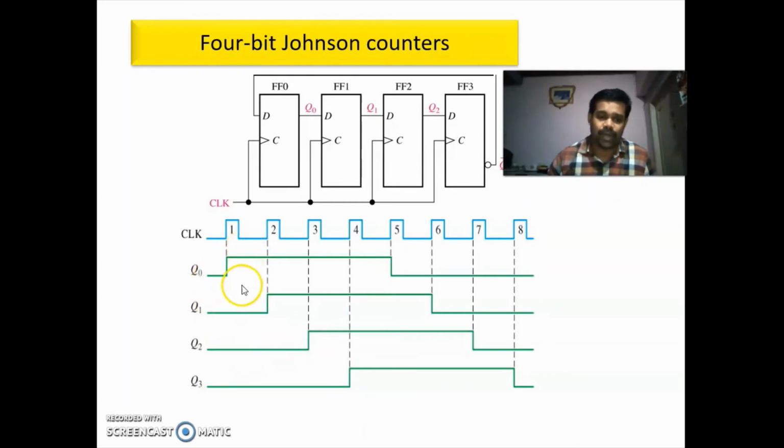First sequence is 1 0 0 0. Next is 1 1 0 0. Next 1 1 1 0. Then 1 1 1 1. Then 0 1 1 1. Then 0 0 1 1. Then 0 0 0 1. Then again the initial condition will repeat. So this is the 4-bit Johnson counter.